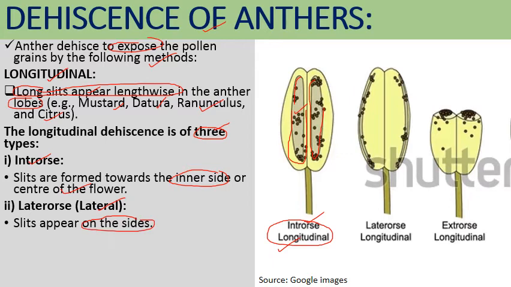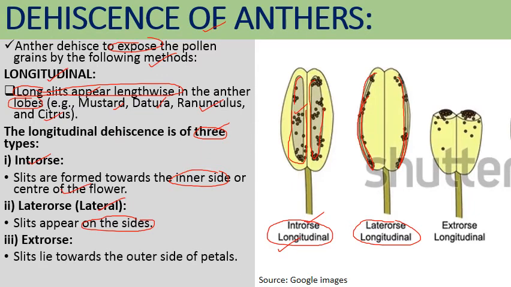जो lateral sides हैं वहाँ पे slits appear होते हैं, that we can see in this diagram. जो anther lobes में slits appear हो रहे हैं, cracks appear हो रहे हैं, they are on the lateral side, longitudinal lateral side में appear होते हैं. And this type of dehiscence is known as laterose longitudinal dehiscence.